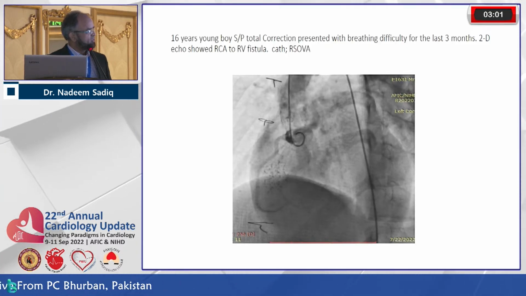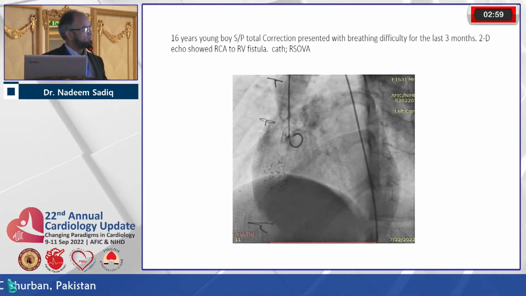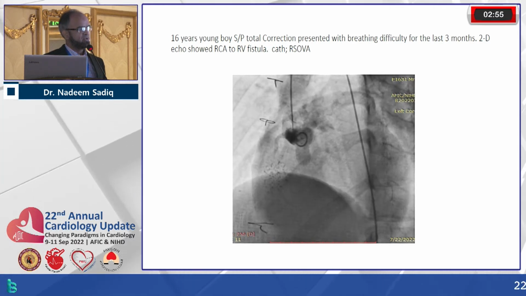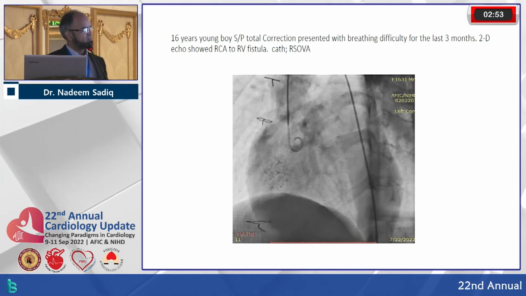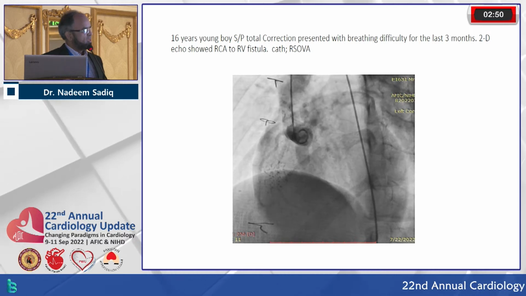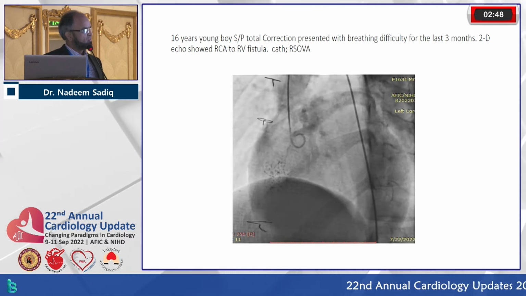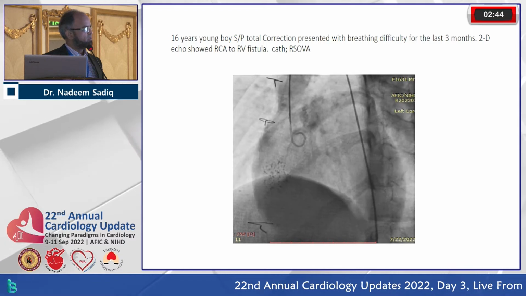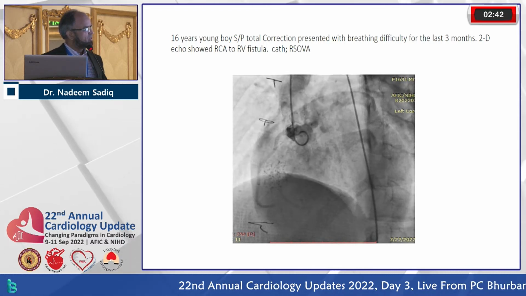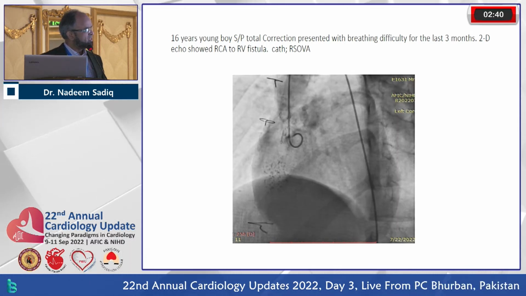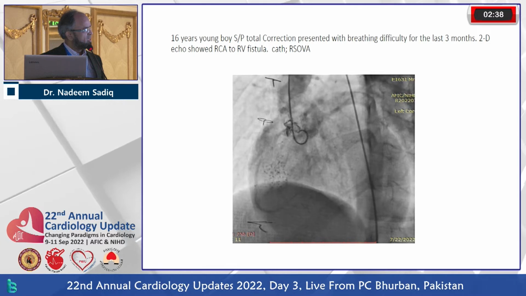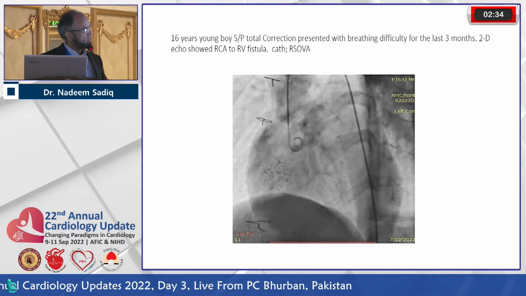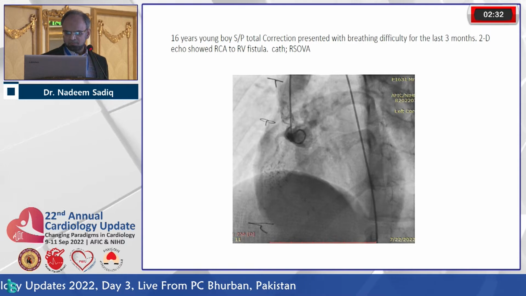Next patient, a 16-year-old boy who had total correction 14 years back, and he also started having breathing difficulty 3 months back. 2D echo showed right coronary artery to RV fistula. Initially, I thought that is a fistula, but angiogram showed a tubular sac arising from the aorta and connecting to the right ventricular outflow tract. And RCA looks to be fine.